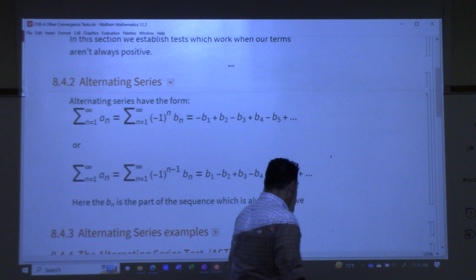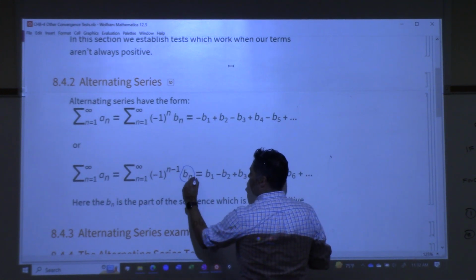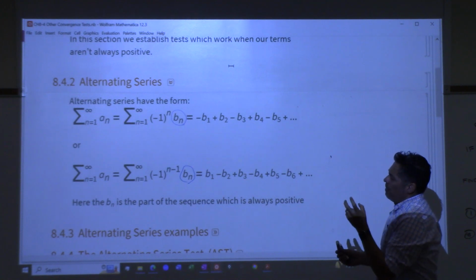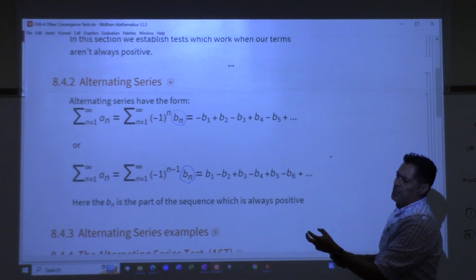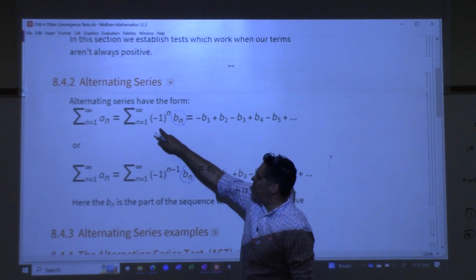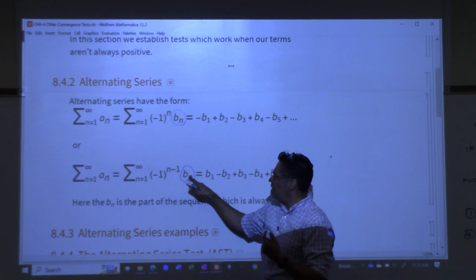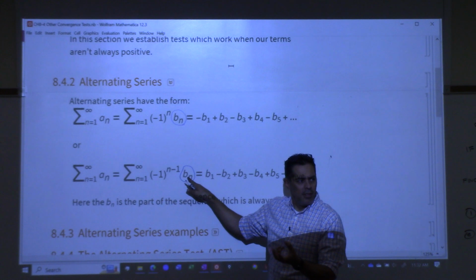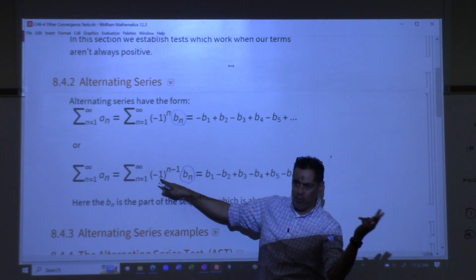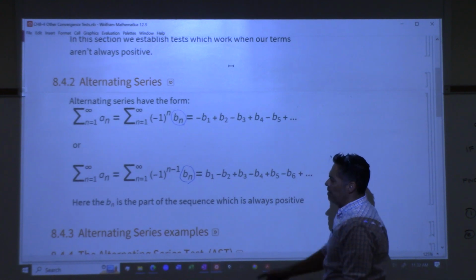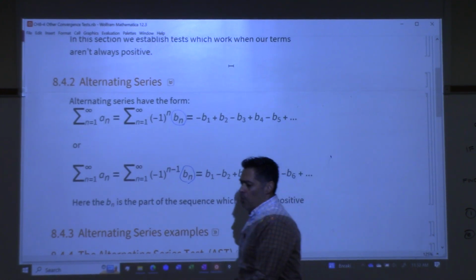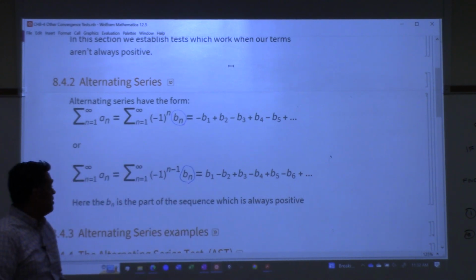The part right there is basically the part of the formula for the sequence that does not get impacted by the sign, right? This is what controls the sign, and then this part is always positive. That's just making the signs flip back and forth, all right? So here I say b sub n is the part of the sequence which is always positive. So we have what is called the alternating series test.